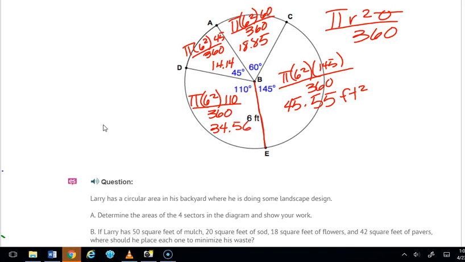Okay, so that was the first part. We had to have these as part of our answers for the first question for part A. Part B says if Larry had 50 square feet of mulch, 20 square feet of sod, 18 square feet of flowers, and 42 square feet of pavers, where should he place each one to minimize his waste? So what we're looking for is the numbers that are closest to these. So if we have 50 square feet of mulch, then we're talking about this right here is going to be our mulch.